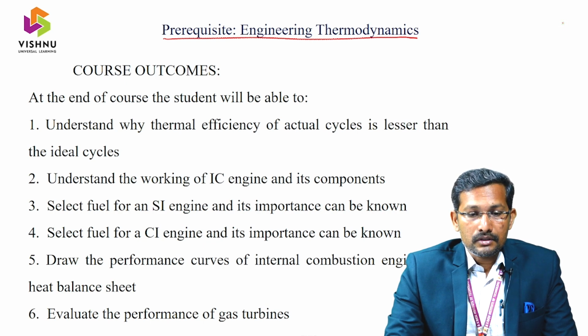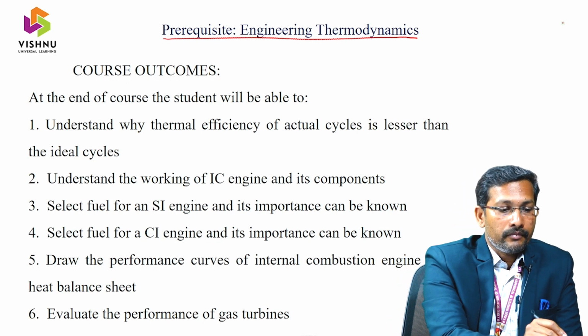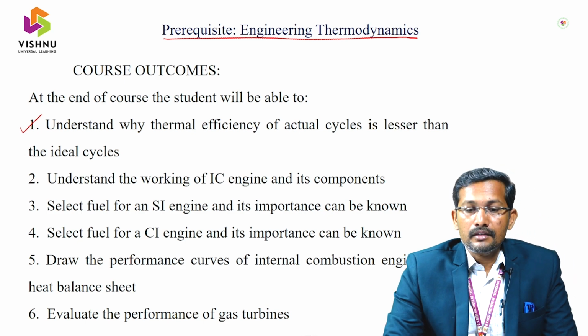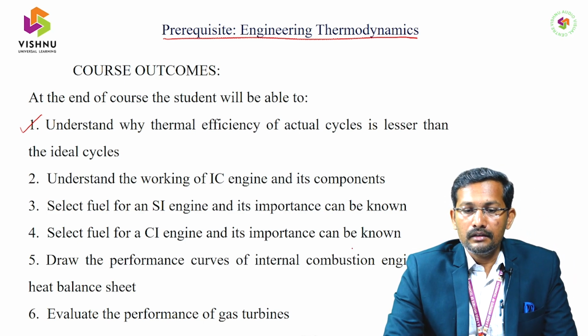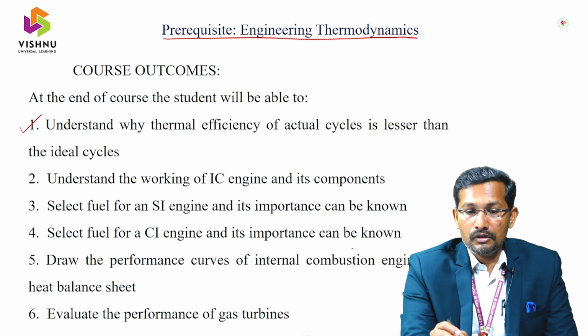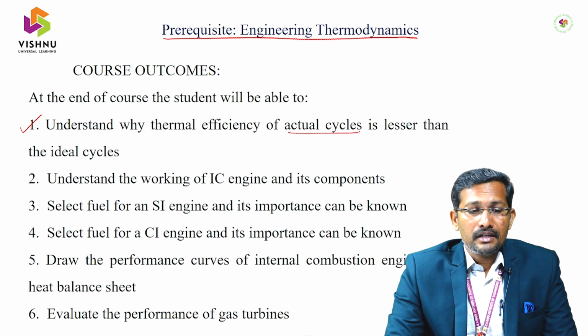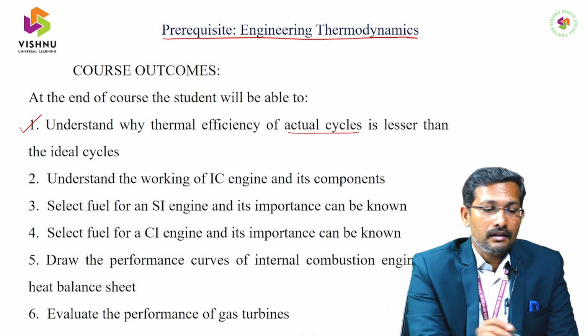At the end of the course, the students will be able to, first one, understand why the thermal efficiency of the actual cycle is lesser than the ideal cycles. Normally, the real-time cycles, like those in a bike, car, lorry, or bus, any internal combustion automobile engines, are called actual cycles. Their thermal efficiency is lesser than the ideal cycle.